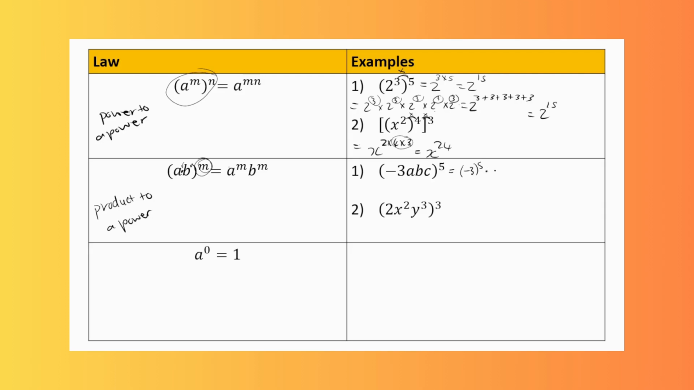Negative 3 is being taken to the power 5. A is being taken to the power 5. B to the power 5. And C to the power 5. Okay, we get everything. Then we know negative to an odd power is always going to be negative because they pair up, and then there's that odd negative still there.